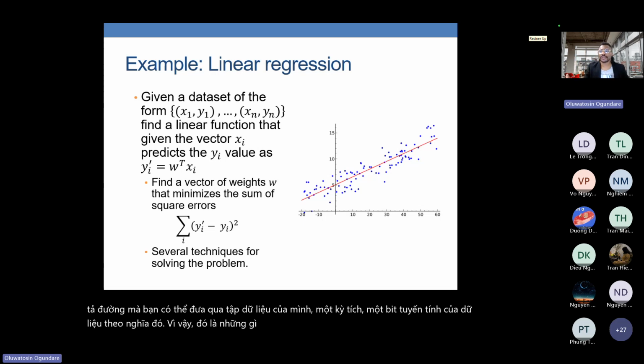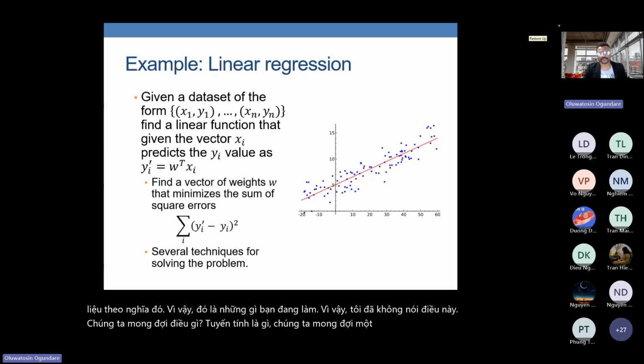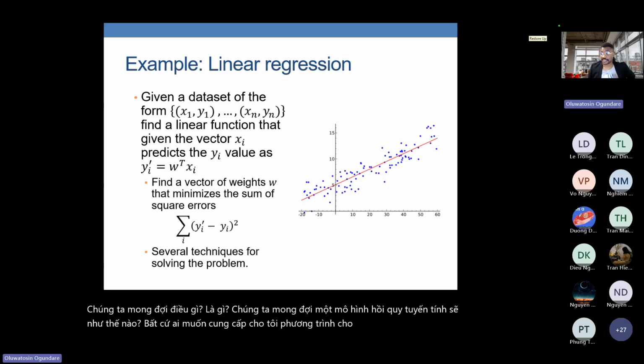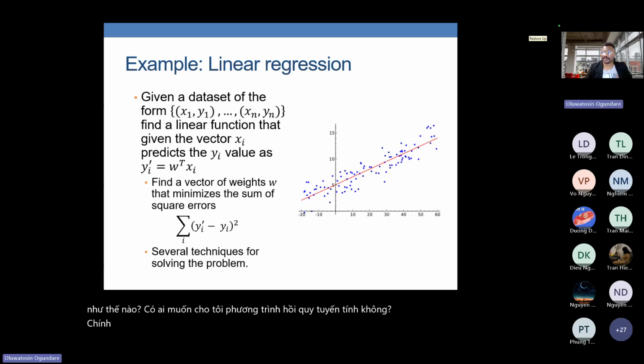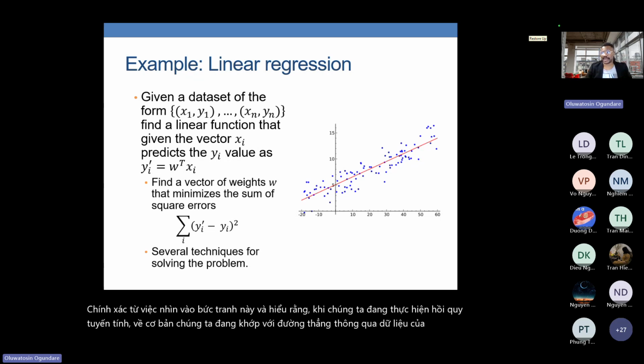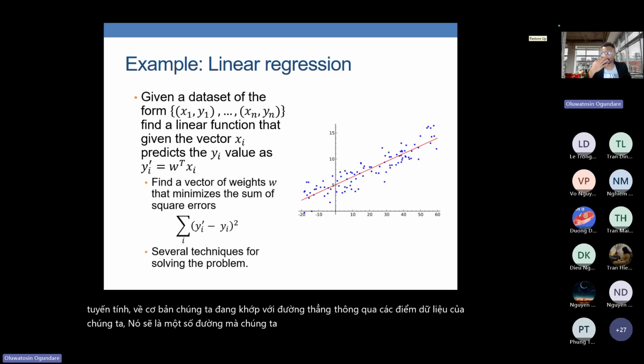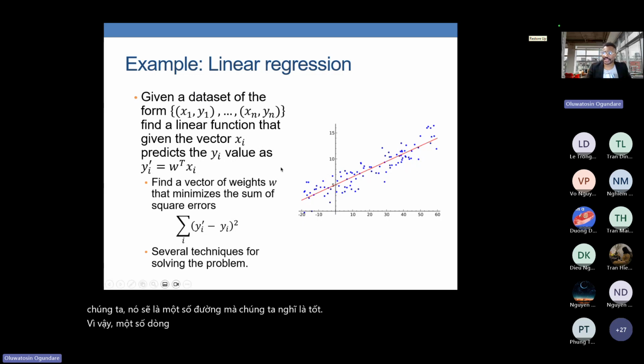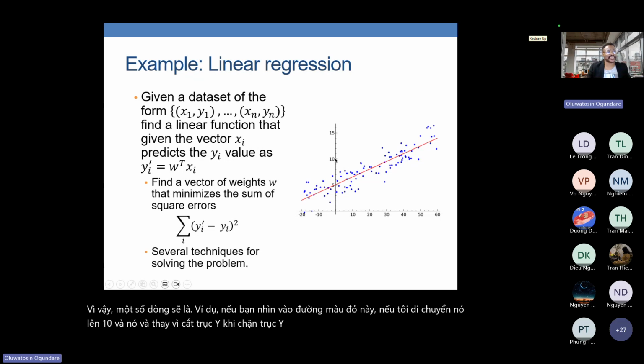So having said this, what do we expect a linear regression model to look like? Anyone wants to give me the equation for linear regression? Precisely from looking at this picture and understanding that when we're doing linear regression, we're essentially fitting a line through our data points. It's going to be some line that we think is good. For example, if you look at this red line, if I move it up, and instead of intercepting the y-axis at 5, it intercepts the y-axis at 10, it will no longer be a good line for this data set because it's too high.